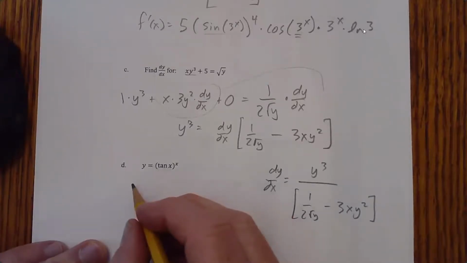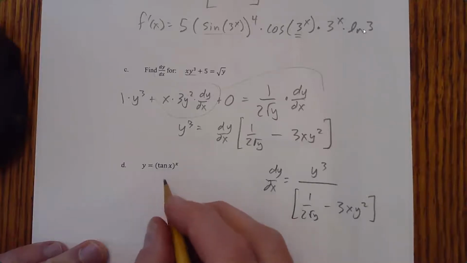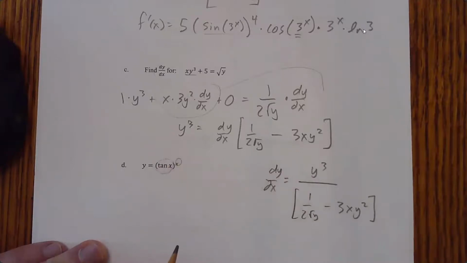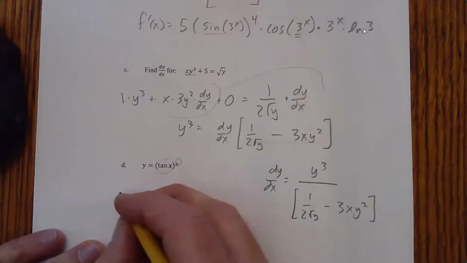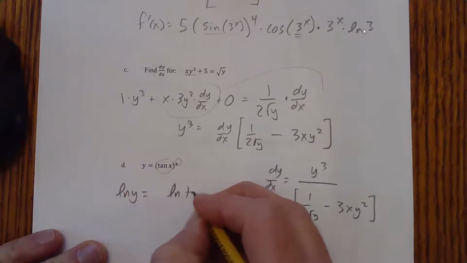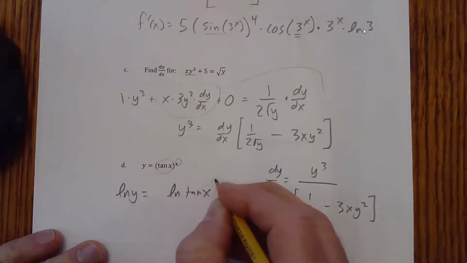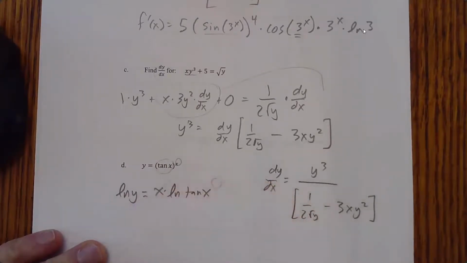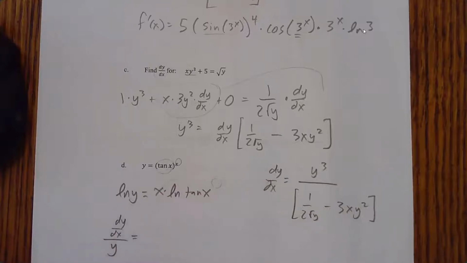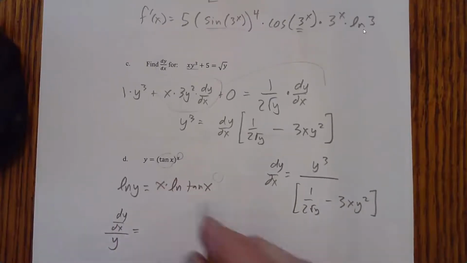All right, part D here. I notice this one is a function of x raised to a power involving x, so that needs logarithmic differentiation. I take the natural log of both sides, and that allows me to take that x and move it in front as a product. I take the derivative of the natural log of y implicitly, and then I use my product rule here.